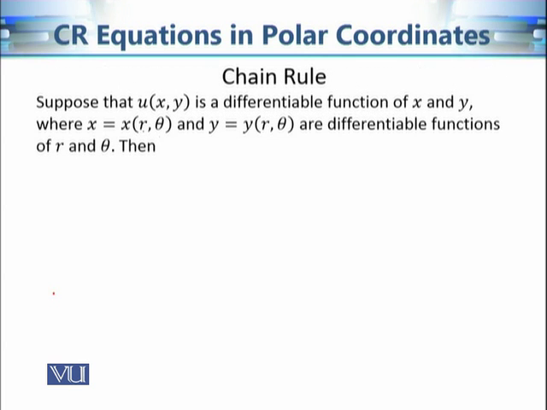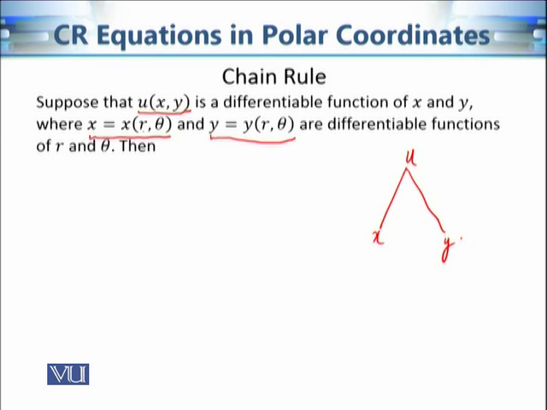Now let's see what the chain rule is. If we are given a function u which is a function of two variables x and y, and if x is further a function of two variables r and theta and y is further a function of two variables r and theta, then we can calculate the change in u with respect to either of the variables r and theta using the chain rule. Now let's see what the picture is. So u is a function of two variables x and y, and these x and y are further functions of r and theta.